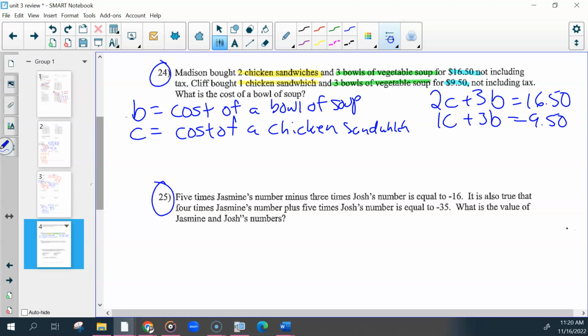Some of your problems will be set up to graph nicely. Some will be set up to do substitution nicely. If not, elimination works well for all of your word problems. This one, elimination works well especially because we have common coefficients already. So if we were to eliminate our b, we could subtract. 2 minus 1 would just give us 1. 1650 minus 950 would give us 7.